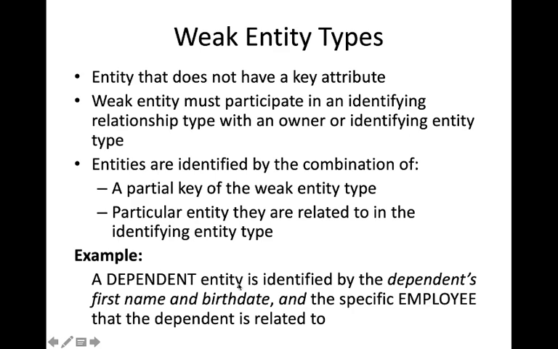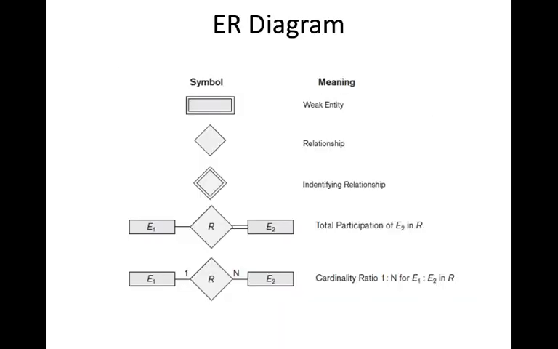In order to identify a particular entity in this dependent entity, what we have to do is take the combination of first name and birth date from the dependent and the employee. Sometimes SSN will be taken. So SSN plus first name plus birth date will be used to identify the dependent entities. So this is known as a weak entity type.